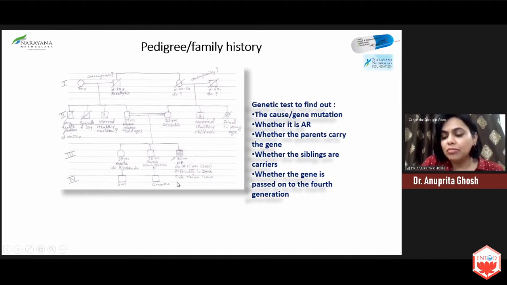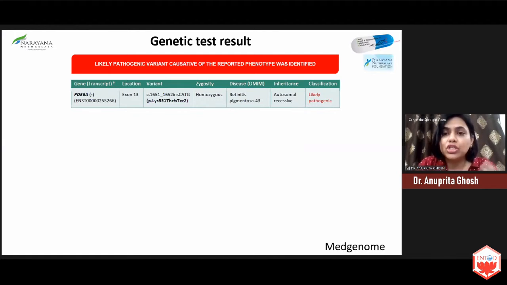And when he came to us, there was a lot going on for him. I mean, his vision had deteriorated quite a lot. He was in the midst of changing his job. He had stopped driving, and he was really unsure of his future. But then he did agree to go ahead with the genetic testing.